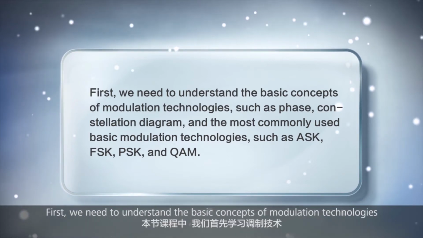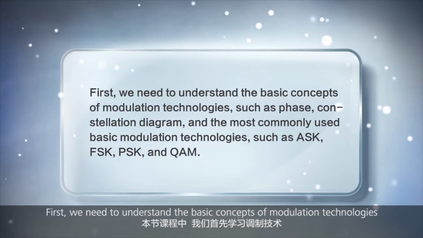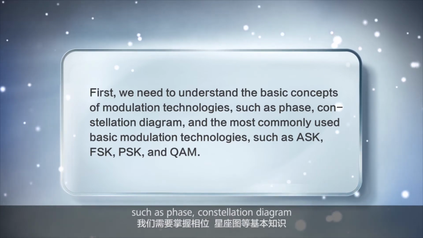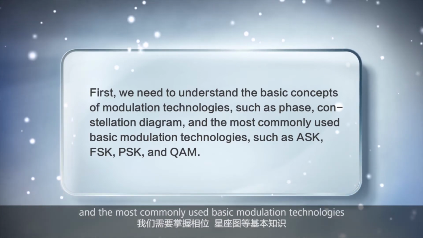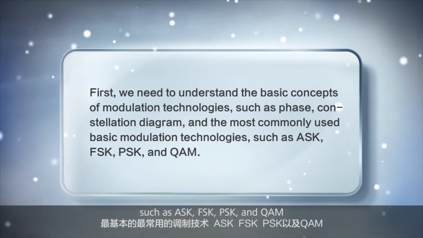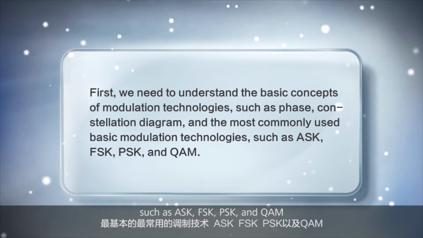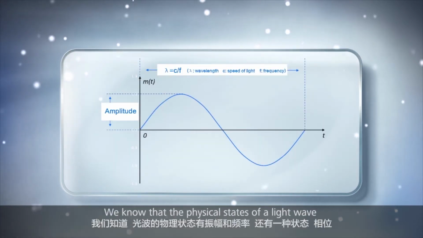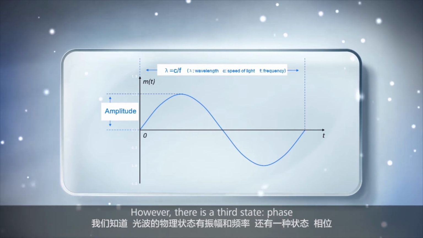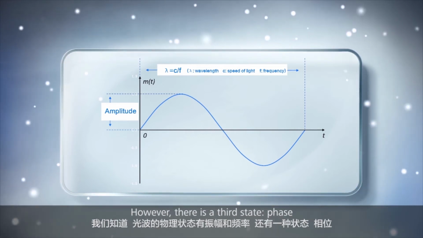First, we need to understand the basic concepts of modulation technologies, such as phase, constellation diagram, and the most commonly used basic modulation technologies, such as ASK, FSK, PSK, and QAM. We know that the physical states of a light wave include amplitude and frequency. However, there is the third state, phase.